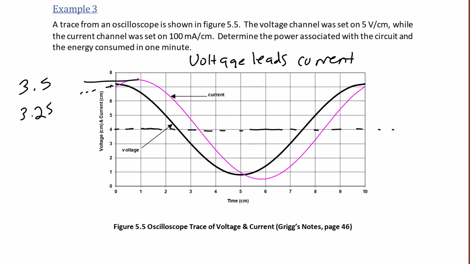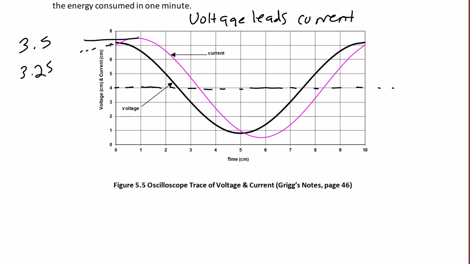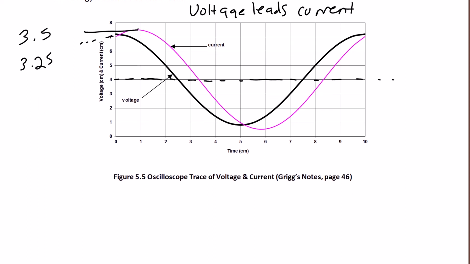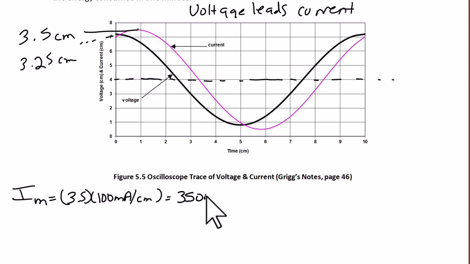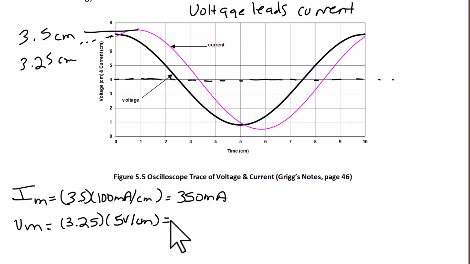So now we can use the scale factor to find the current. So the current is equal to 3.5 times 100 milliamps per centimeter. So the maximum value for the current is 350 milliamps. The maximum value or amplitude for the voltage is 3.25 times 5 volts per centimeter. So Vm is equal to 16.25 volts.